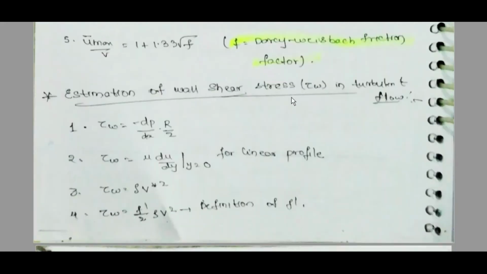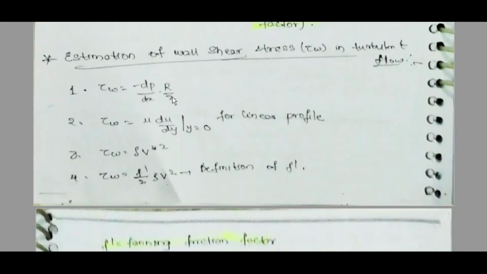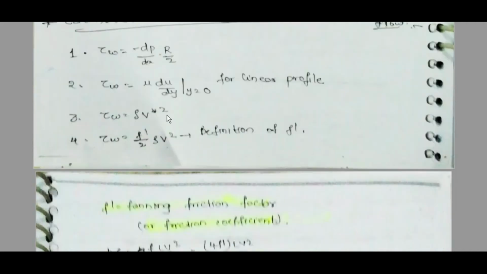Estimation of wall shear stress tau W in turbulent flow. Tau W is equal to minus dp by dx into capital R by 2. Tau W is equal to mu du by dy at y equal to 0 for a linear profile. Tau W is equal to rho v star square. Tau W is equal to f prime by 2 rho v square.